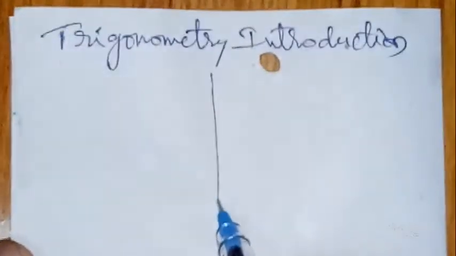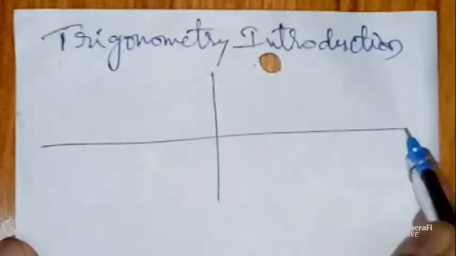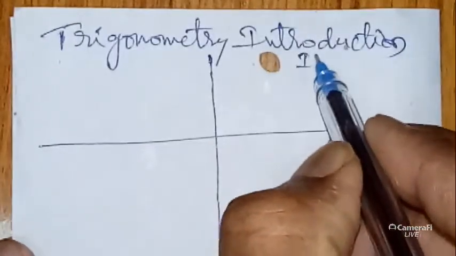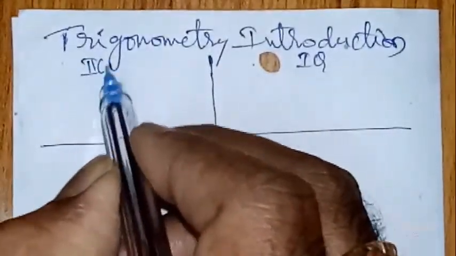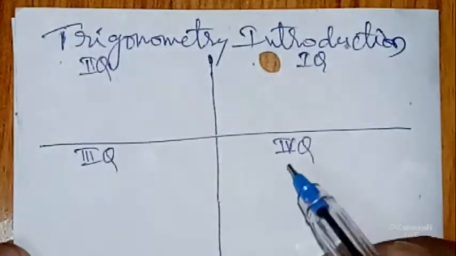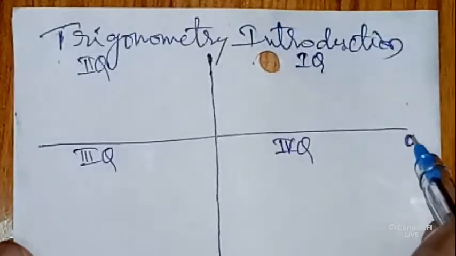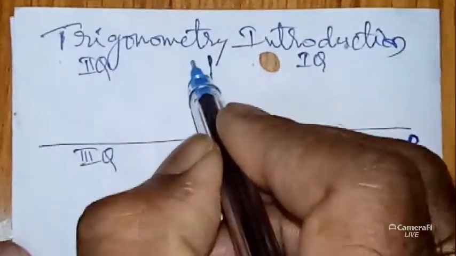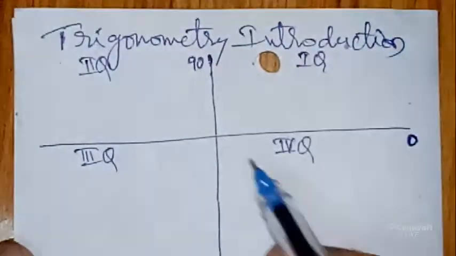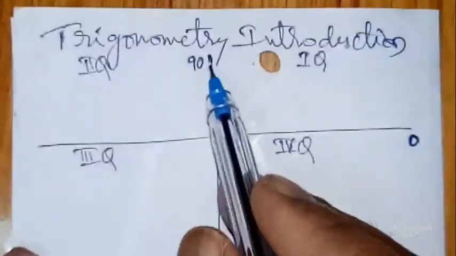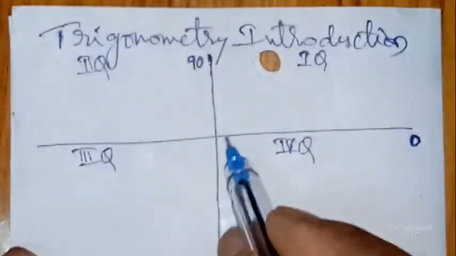Now, I wanted to divide it into four quadrants: first quadrant, second quadrant, third quadrant, fourth quadrant. Here the x-axis starts from 0, and next it is 90. Why? Because the perpendicular angle between two lines is 90 degrees.